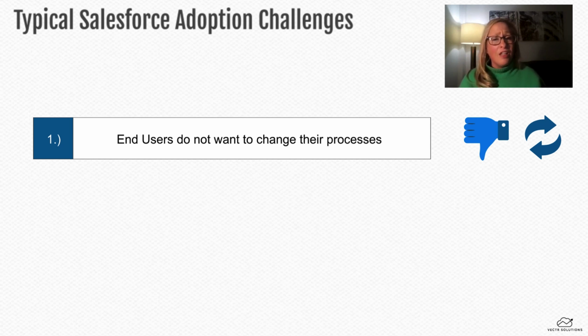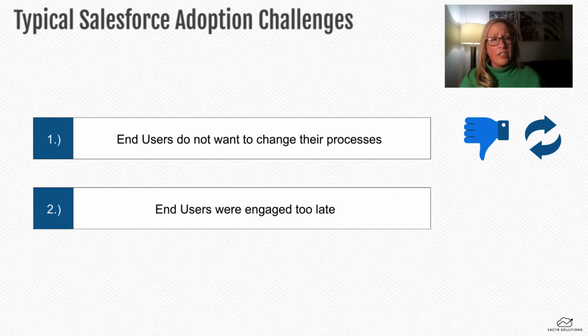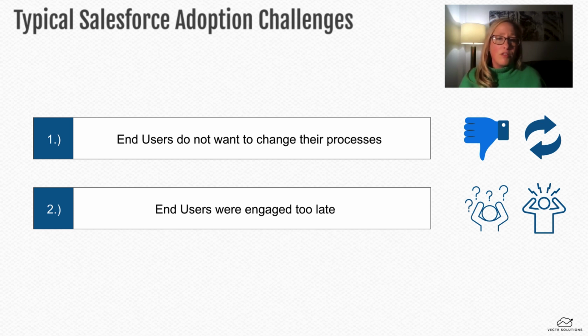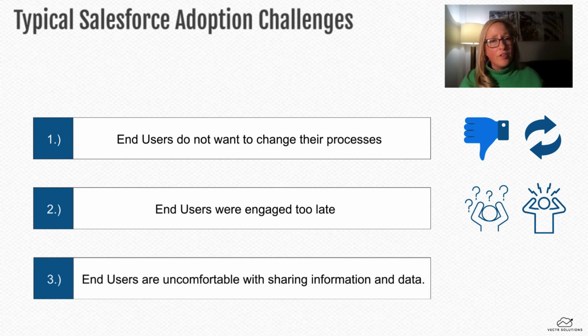The second thing I see all too often is end users are engaged too late. We bring them in at UAT and we're all excited, and then there's a lot of confusion and questions and maybe anxiety because they weren't really a part of the process early on. End users are really uncomfortable with sharing their information and data, and they're not used to the level of visibility that a CRM has to offer to their leadership and their colleagues. There's a lot of hesitation and concern about who can see what and at what level.